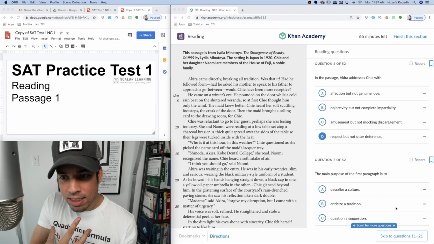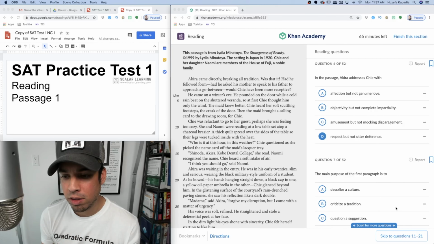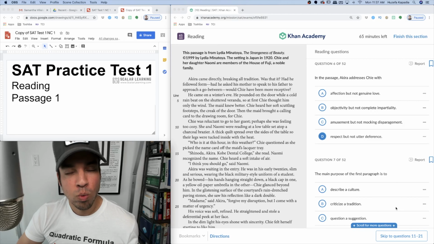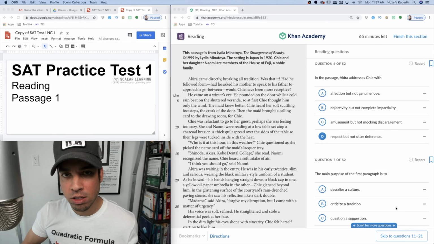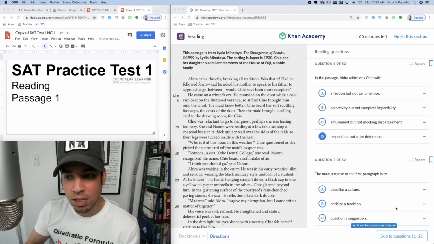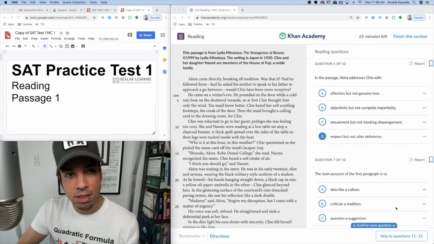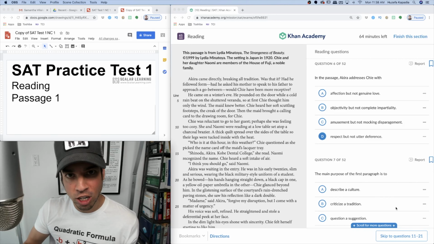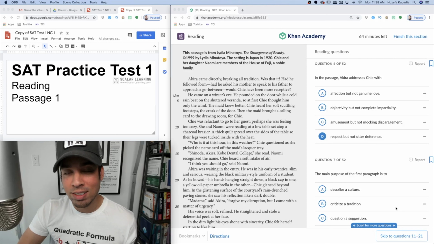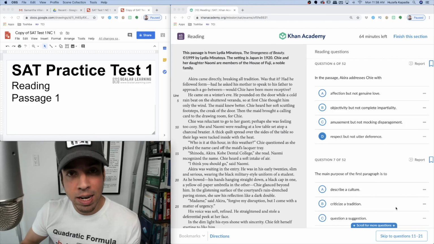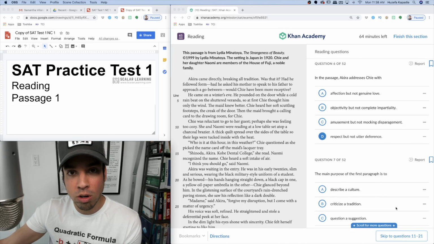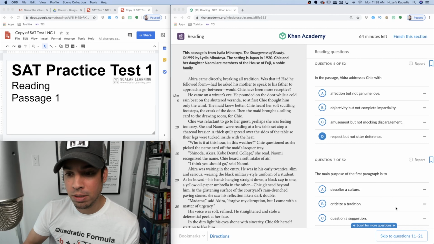For number six, it says, in the passage, Akira addresses Chi with what? Okay, now we're talking about the way in which Akira is, in a general way, approaching Chi. And remember, Chi is the elder. And I would definitely not say amusement. There's no amusement there. He's coming with a very serious proposal. Objectivity, but not complete impartiality. When we say somebody is objective, it's saying they're being open-minded and they're trying not to let their personal biases affect the way that they're approaching a situation. This is not about being objective. Affection, but not genuine love. I mean, that's just completely off, right? It's Chi's daughter that he has the affection or love for, not Chi.